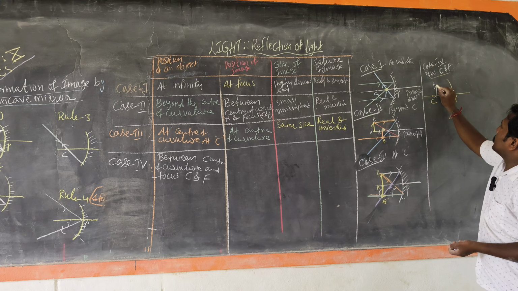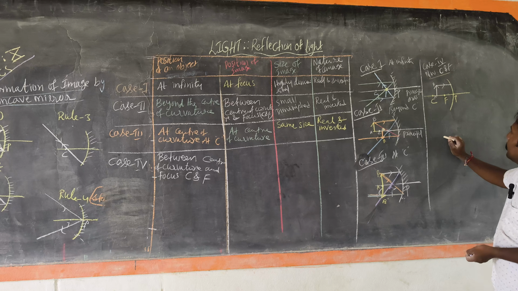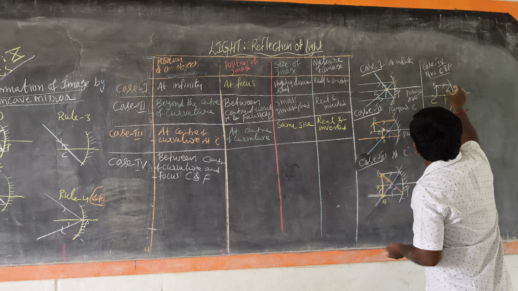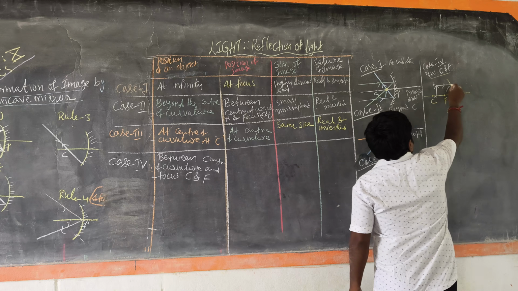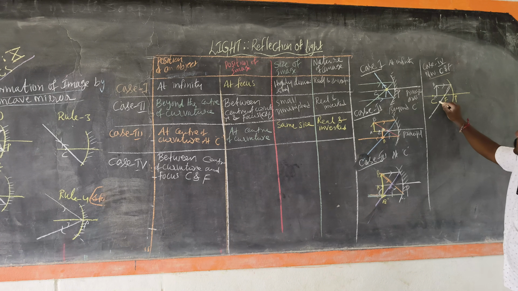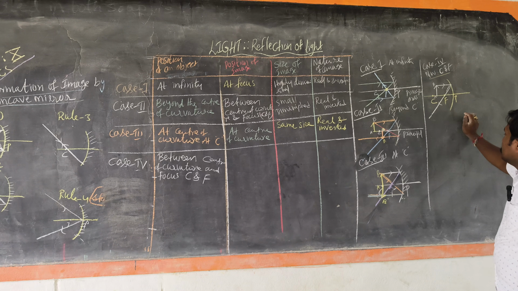So I usually draw the first ray parallel to the principal axis. What will happen? It passes through the focus. With a single light ray we cannot explain, that's why we have to take another one.